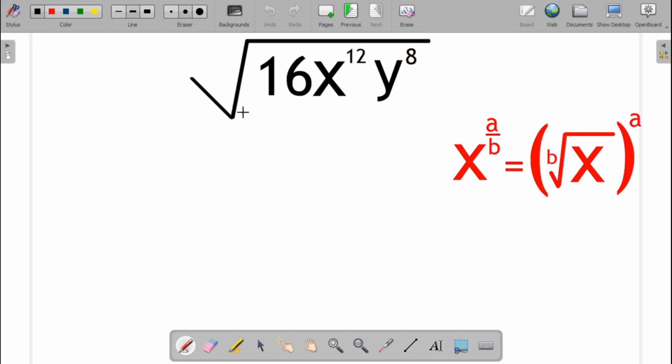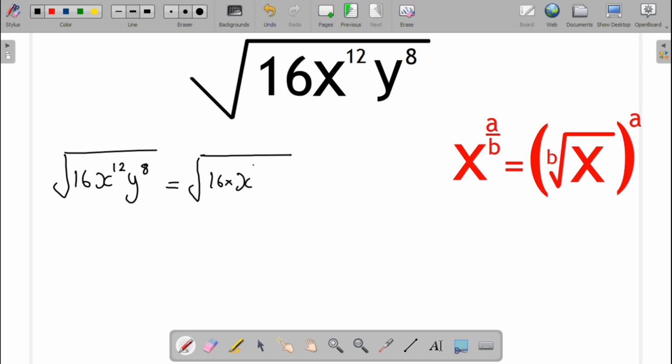In order for us to simplify this question, first we have the square root of 16 x to power 12 y raised to power 8. Now this is equal to the square root of 16 times x raised to power 12 times y raised to power 8. Looking at the constituents within the square root sign, here we have 16, x raised to power 12, and y raised to power 8. As you can see, they are joined by the multiplication sign, times and times.